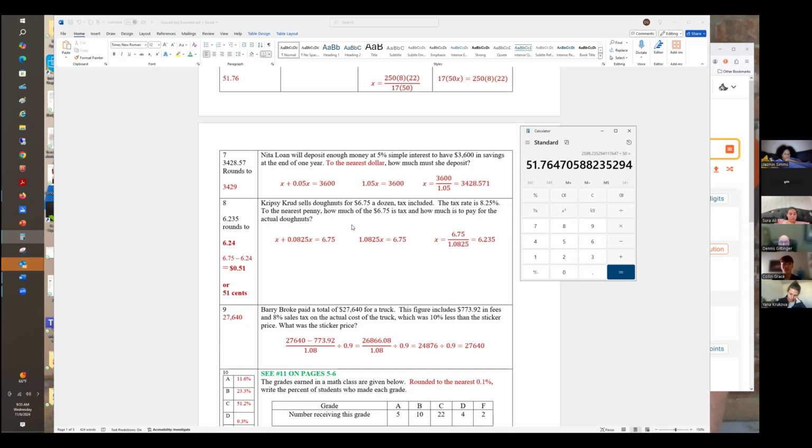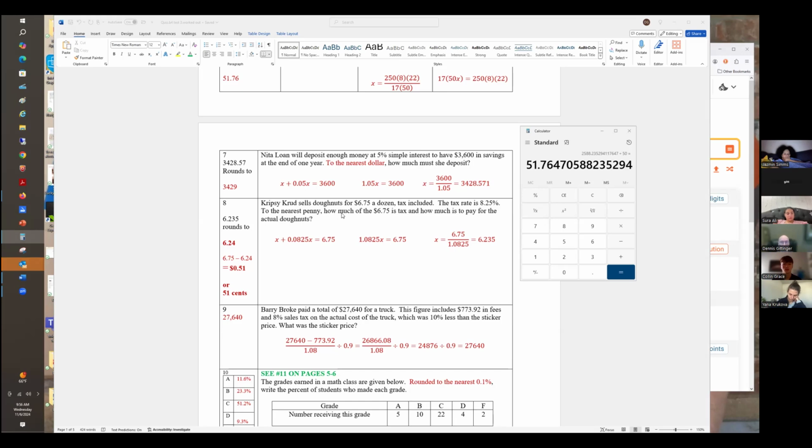This is the same sort of thing with the donuts again. There's six. It's the same kind of problem. Number seven, believe it or not. That's the 6.75 a dozen, tax included. The tax rate is 8.25%, to the nearest penny. Now, I didn't have to say that because if it's money, you are instructed to round it to the nearest penny, unless I tell you to round it to the nearest dollar or to the nearest something else, $100, for example.